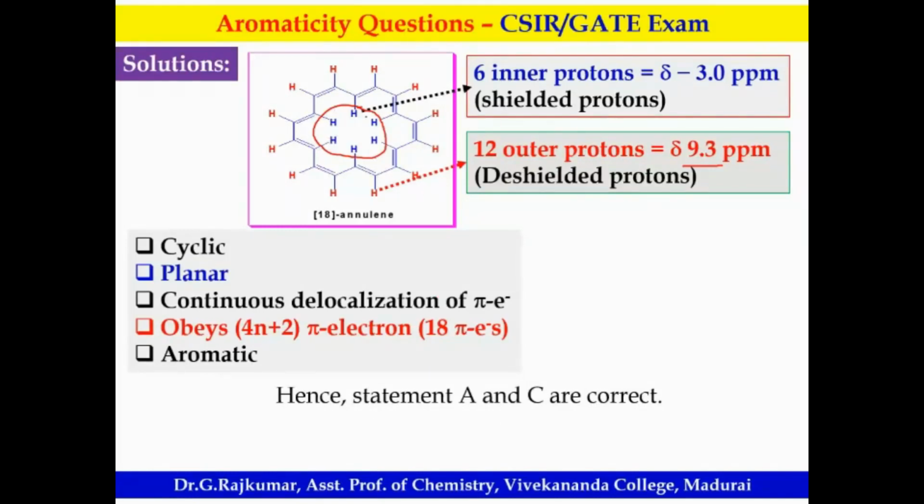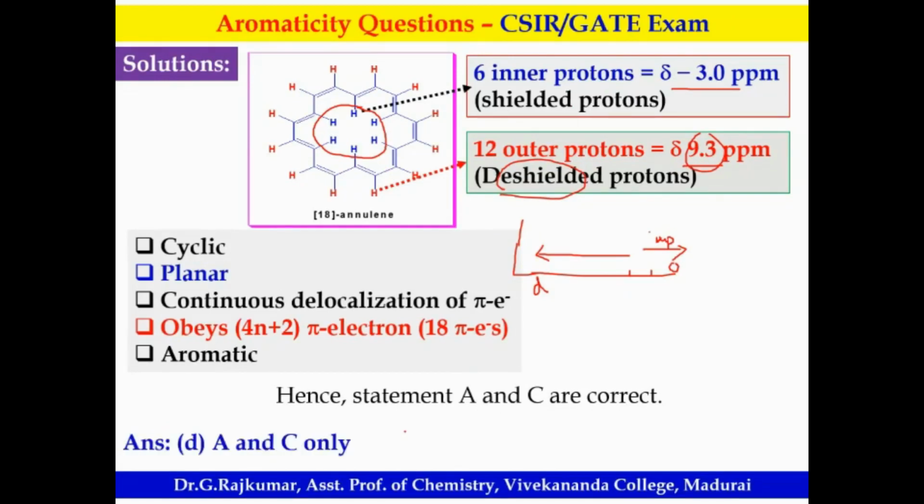You should not be confused here. Okay, shielded proton means upfield. You would have studied this in spectroscopy. Here 0 is TMS. This side is downfield, and the delta value keeps increasing. Going this side is upfield. Okay, negative delta value. Deshielded protons come downfield, and downfield means higher delta value, like this 1, 2, 3, so it comes at 9.3. These 6 inner protons are in the shielded zone, highly shielded, then upfield, so a negative value. So option D is correct: A and C.